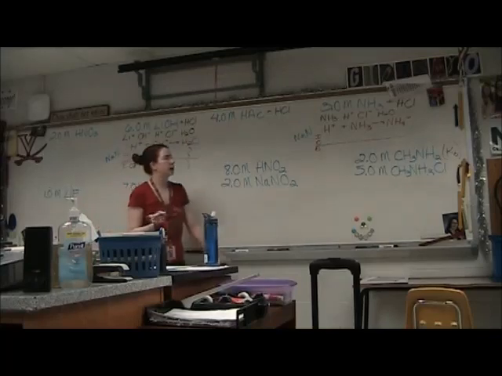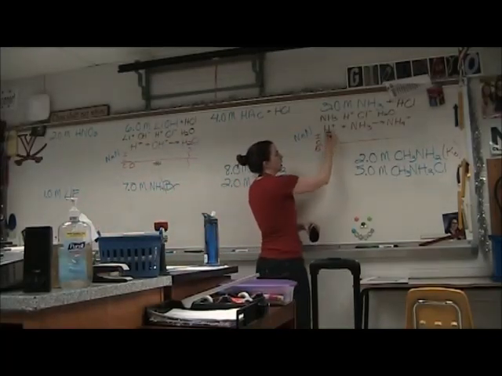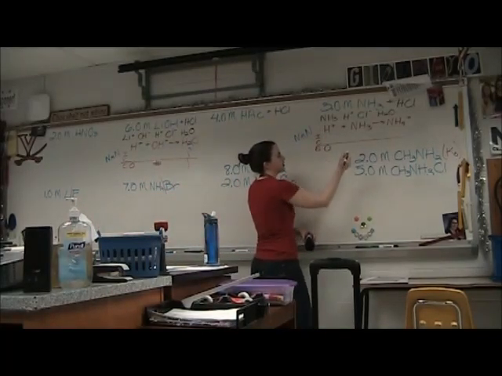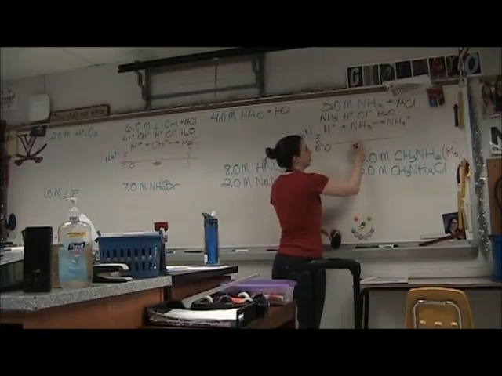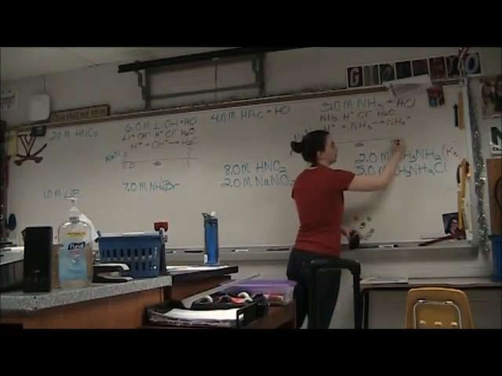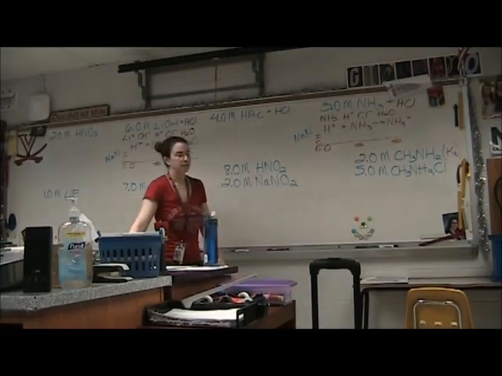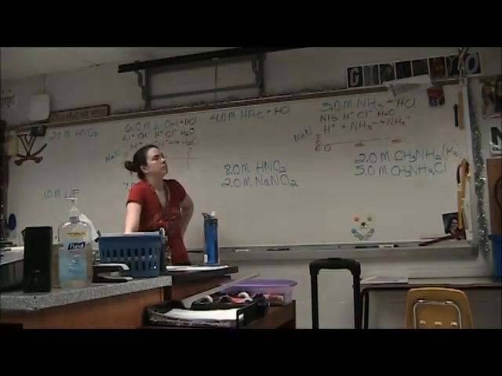First possible situation. Under H plus, I have a 0. Under ammonia, I have a number, and under ammonium, I have a number. It's a buffer. And how do you solve for the pH of a buffer? Henderson-Hasselbalch.